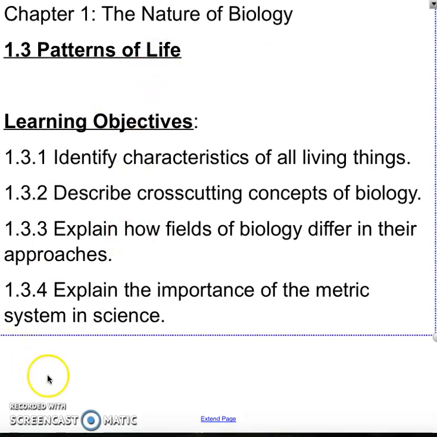But anyways, that is 1.3 part 2. So today I briefly went through the cross-cutting concepts of biology and then explained the different fields of biology, some of them anyways. I did not touch this standard or this learning objective because we have been using the metric system in all of science, or at least you should have been ever since the 7th grade. So that pretty much does it for chapter 1.